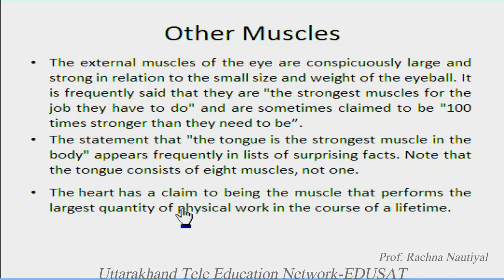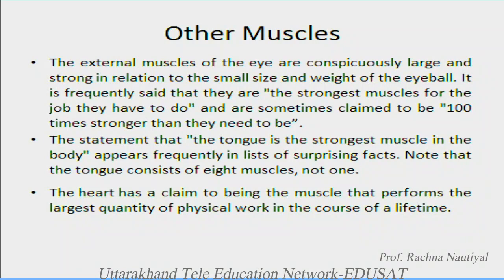The statement that the tongue is the strongest muscle in the body appears frequently in lists of surprising facts. Note that the tongue consists of 8 muscles, not 1. There are 8 muscles altogether found in the tongue. So in that way it is the strongest muscle in the body.